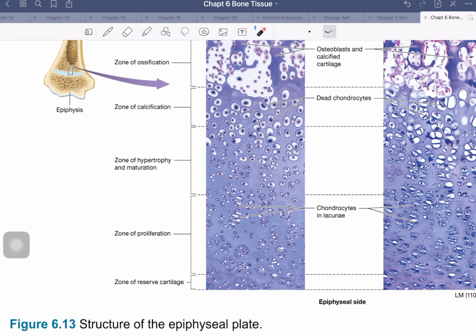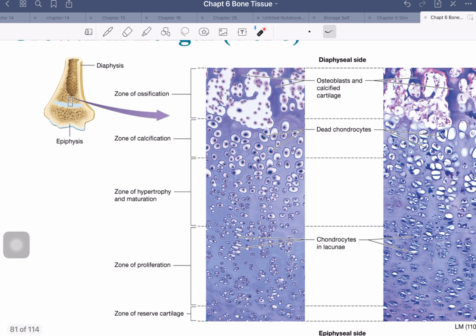As we move up, we get into the zone of hypertrophy and maturation. Now, you can see that we're starting to see some differences as I'm starting to move from the zone of hypertrophy and maturation to the calcification. You can see that in general, the lacunae are getting bigger.